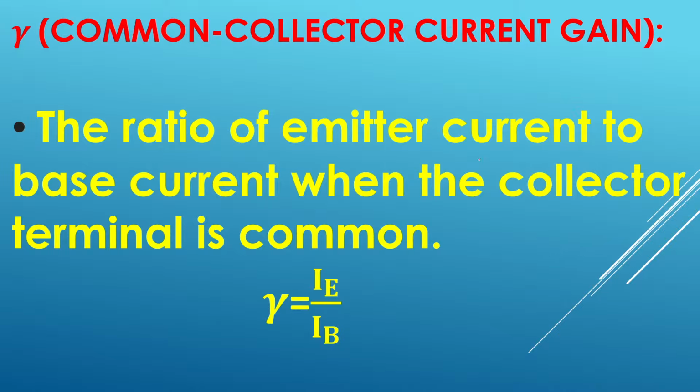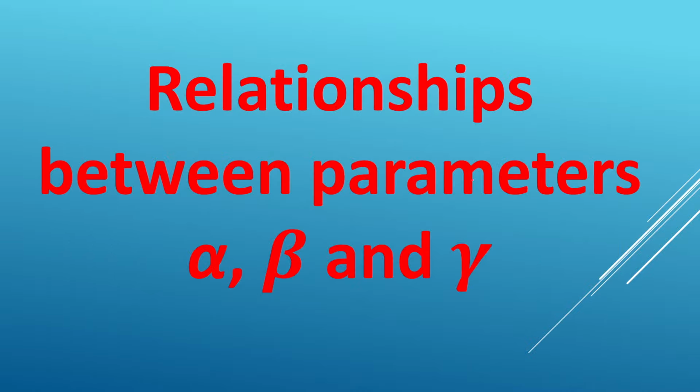Now I am going to the relationships between alpha, beta, and gamma. What is alpha? Alpha is the common base current gain. Beta is the common emitter current gain. Gamma is the common collector current gain.